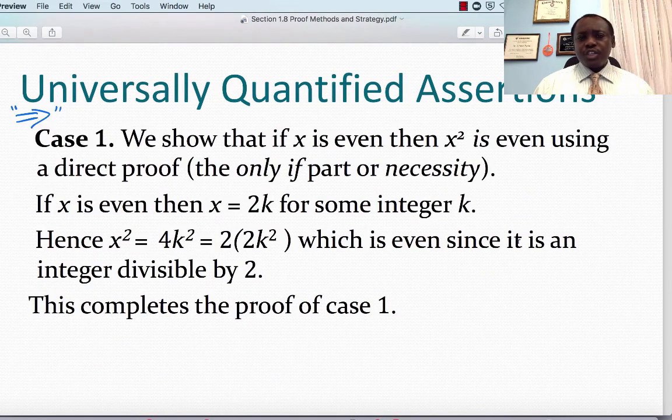Okay. Now we already showed this in section 1.7. So I'll let you go back and verify the proof. If x is an arbitrary number that is even, then its square is even. You do that using direct proof, and then the reverse, you do that using contraposition or contrapositive.